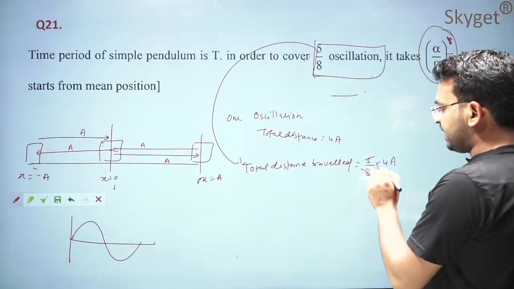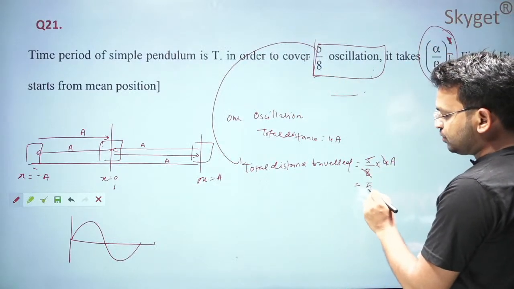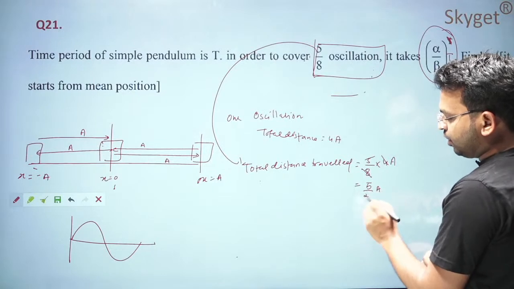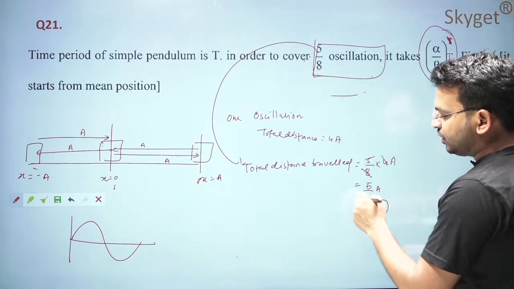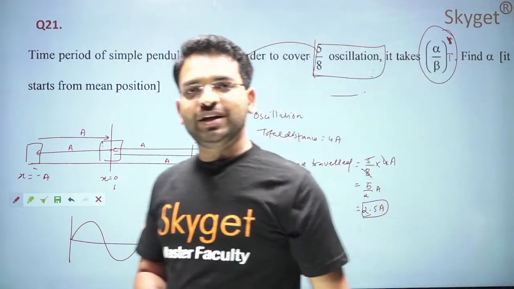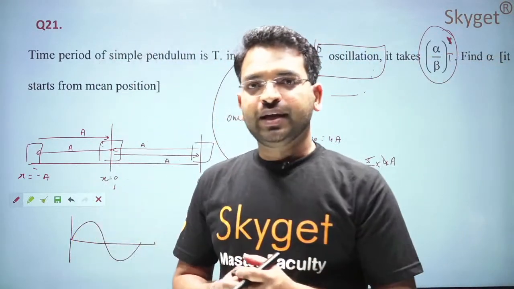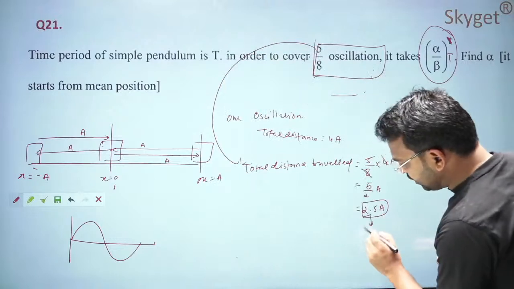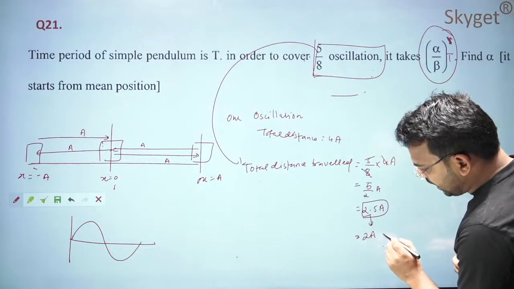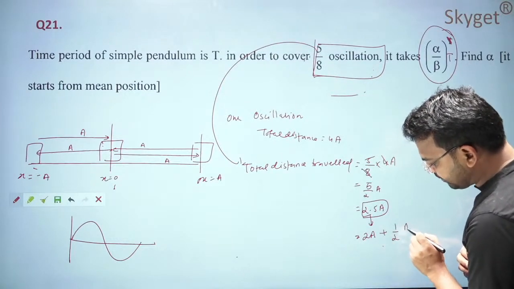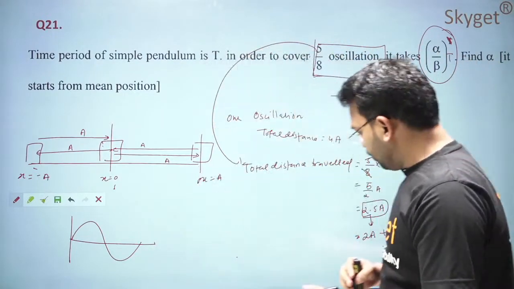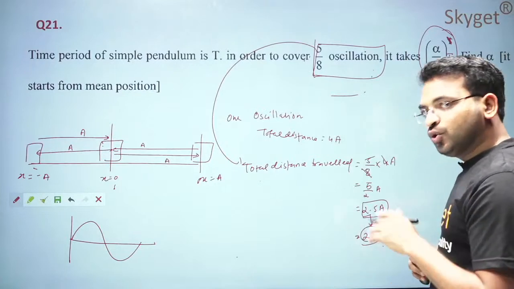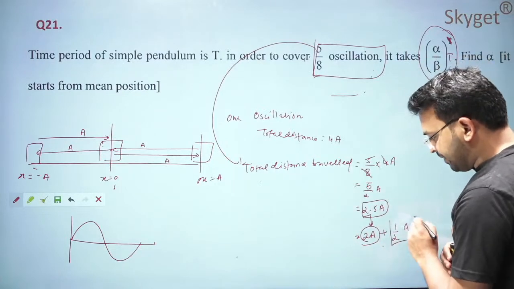So over here you can cancel out these things easily. So I guess 5/2, or I can say 2.5 amplitude. This much you are going to travel in this case. What does it mean? The 2.5 of A means that you have traveled 2A plus 1 by 2 A. 2.5 is 2 plus 0.5. So you have traveled twice the amplitude plus half of the amplitude.